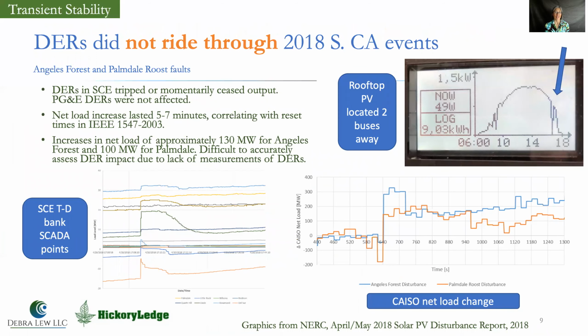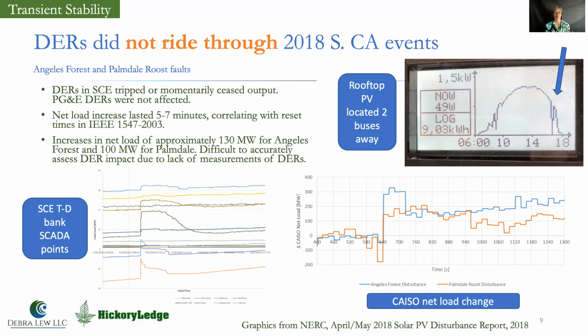Okay, now let's talk about DERs. So in 2018, there were some Southern California events where distributed rooftop solar did not ride through. And these two events I'm showing here are the Angeles Forest and the Palmdale Roost faults. Again, transmission faults cleared in 2 or 3 cycles, not unusual, but rooftop PV in SoCal Edison's territory tripped or momentarily ceased output. They noted that PG&E was not affected by this.